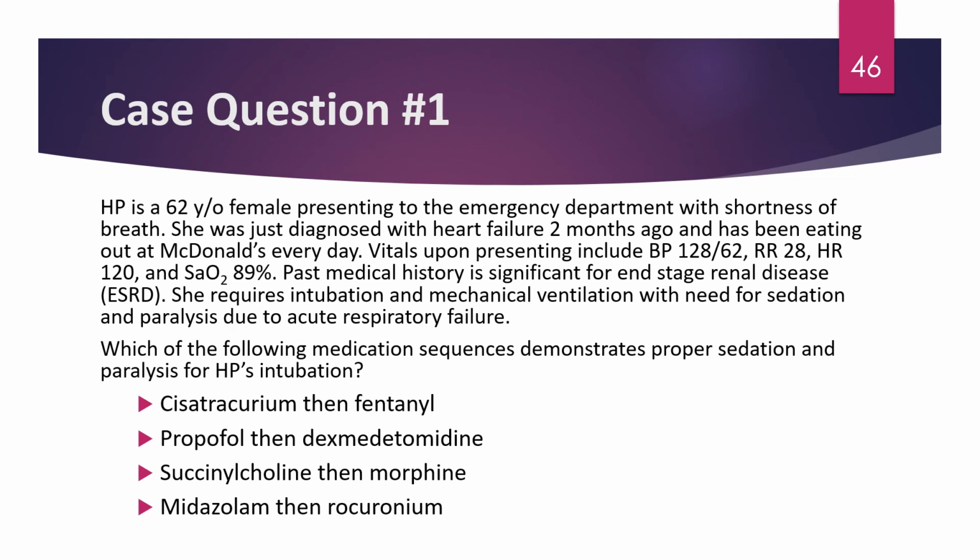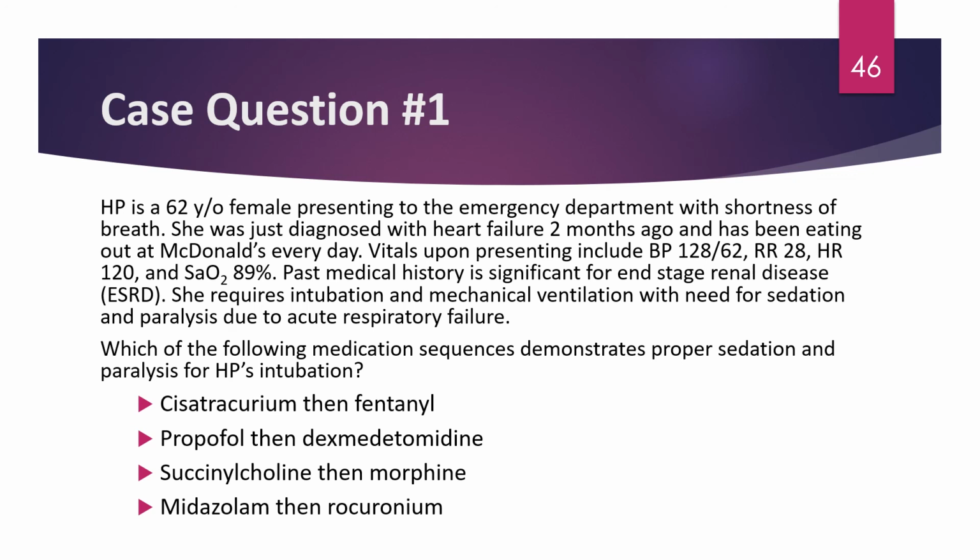Her vital signs were significant for a borderline blood pressure, elevated respiratory rate, elevated heart rate, and a low oxygen saturation. Past medical history is significant for end-stage renal disease. That's important to keep in mind because that might put her at risk of hyperkalemia. She requires intubation and then mechanical ventilation with need for sedation and paralysis, essentially due to that intubation. So if you're going to intubate this patient, which medication sequence demonstrates proper sedation and paralysis for the patient's intubation?